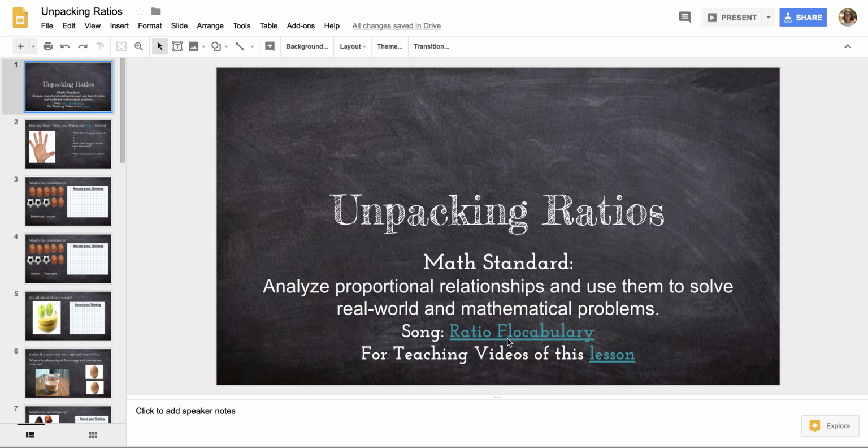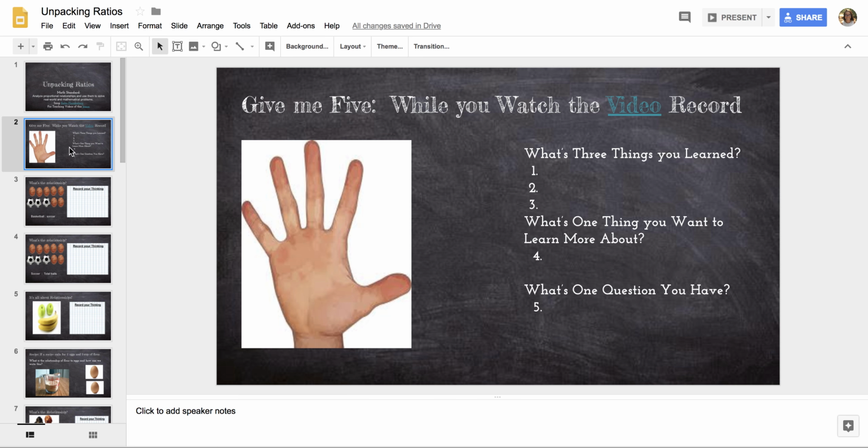The lesson starts with the video from Vocabulary about ratios, and while the kids are watching the lesson, they'll go to the first slide. It says, give me 5. While they're watching the video, and you can obviously do this whole group, they want to say 3 things they learned, 1 thing they want to know more about, and a question that they have.